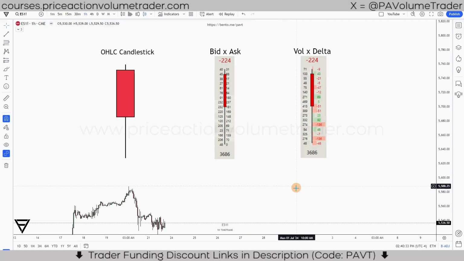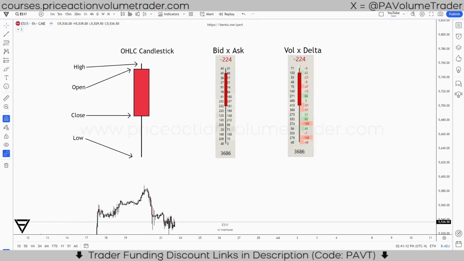So when you're trading regular candlestick charts, you're going to be looking at something like this. This is what we call an OHLC candlestick. What this means is the open, high, low, close. Okay, and when we talk about open, high, low, close, what we're looking at here are the 4 pieces of information that a candlestick is going to give us.